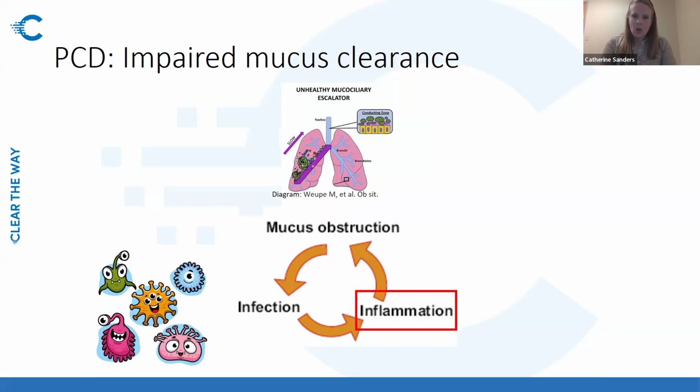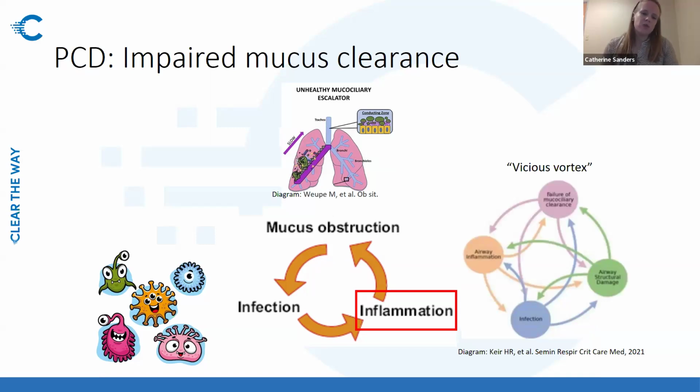Next. When you get all these bacteria and viruses, then you start getting activation of the immune system. And I'm going to talk in a minute about inflammation in PCD because I think it's a really important thing to understand. But essentially, when you have these infections coming in, you get activation of the immune system. And that in turn causes more mucus, more infection. Next.